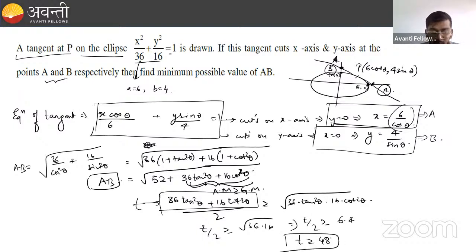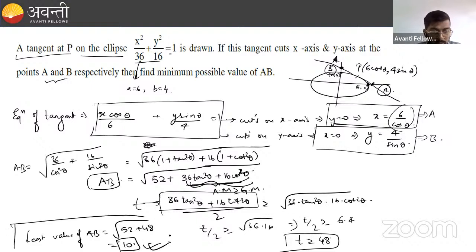So the least value of this 36 tan square theta plus 16 cot square theta comes out to be 48. So the least value of AB will be equal to under root 52 plus 48, which is equal to 10. So that is why the least value of AB will be equal to 10.